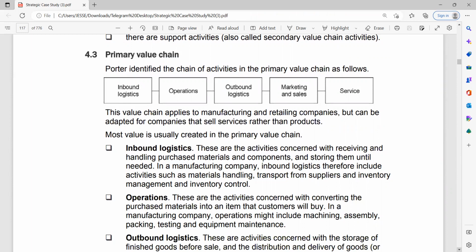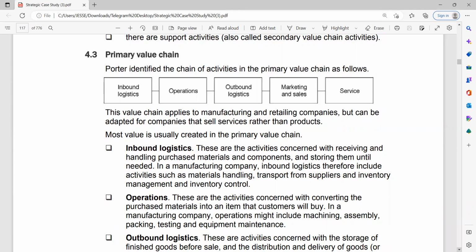Now, I'll show you an easy way to remember this so that you do not have to memorize. Think about it. When you are trying to create a product, what do you do? You first get raw materials, right? That have to come in. So inbound logistics is coming in. These are inputs.